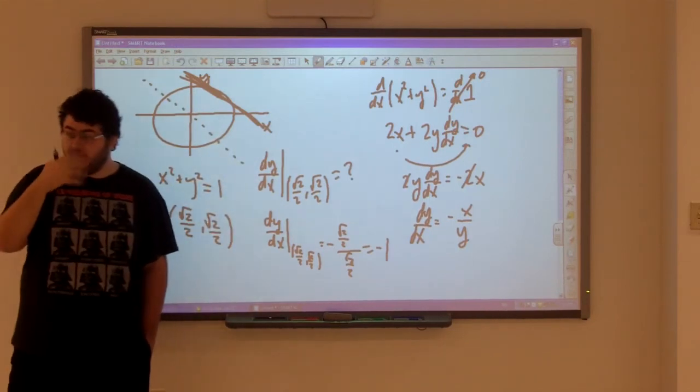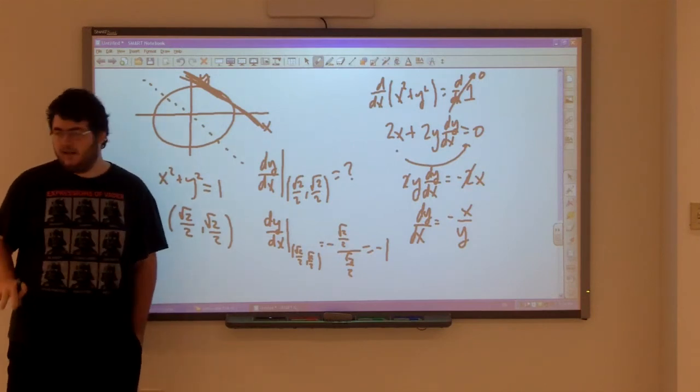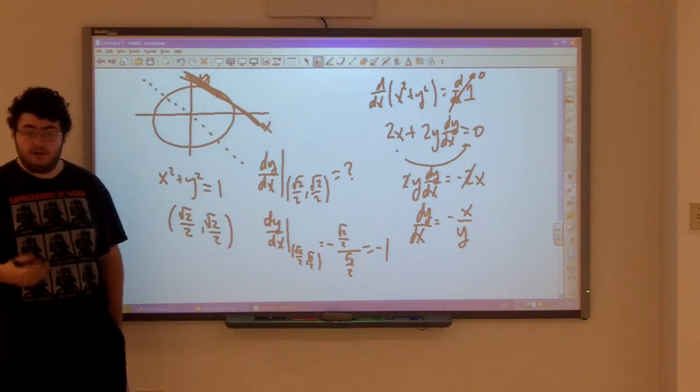So that's the chain rule. Chain rule is the most important rule of differentiation, and you will use it countless times throughout your calculus career. And if you understand it, you'll be very well prepared for the rest of your calculus courses.